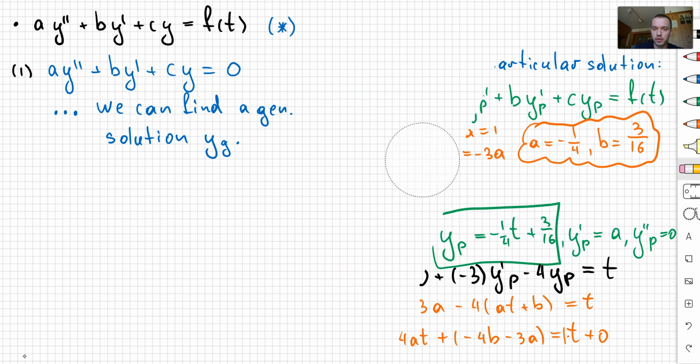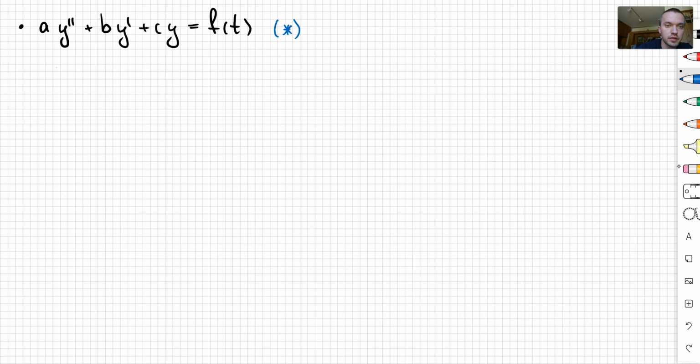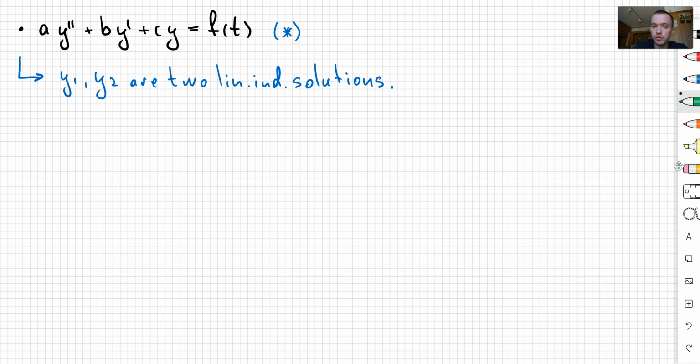So for that, assume that we have our differential equation, and for this differential equation we can use what we did before, taking the homogeneous part and finding the solution. Assume that we have two linearly independent solutions, y1 and y2, of the homogeneous part of our differential equation. Then we find y general as some constant c1 times y1 plus c2 times y2. And remember here y1 and y2 are functions.